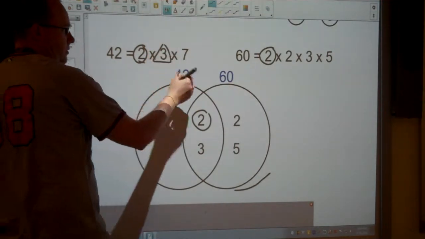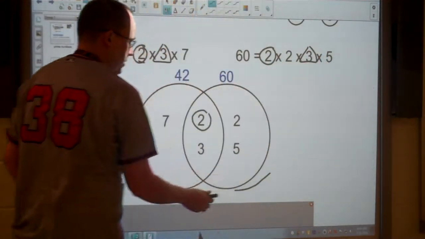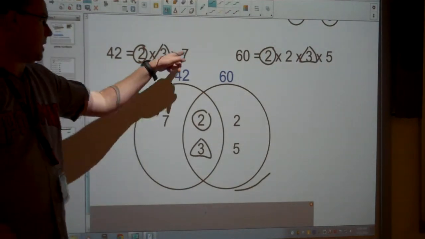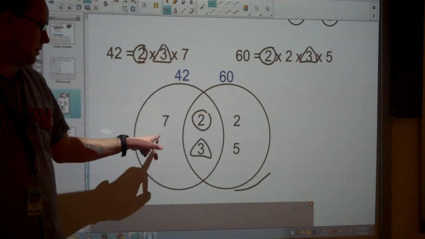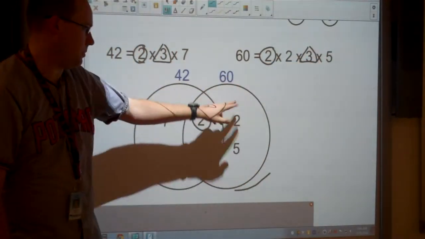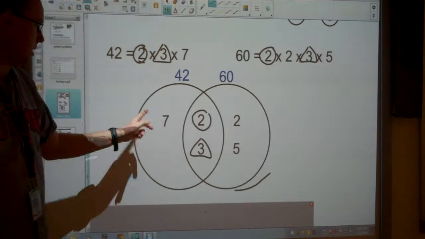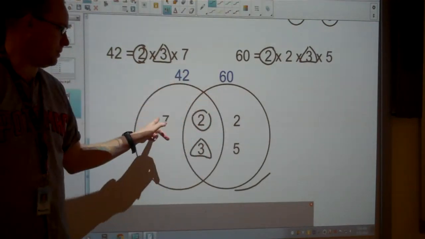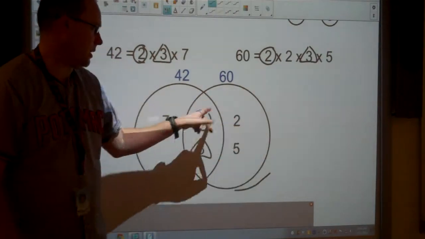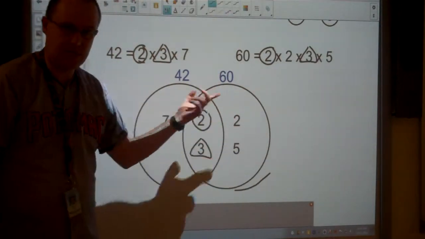Now I also have a 3 and I have a 3 on this list here, so I wrote the 3 in the middle too. I had one number left on the 42, so I put that in this section of the 42. And on this section I had 2 numbers left, so I put the 2 and the 5 on this side. Now if you look at this circle for 42, all these numbers together times to make 42. And on this side, all these numbers times together give me 60.